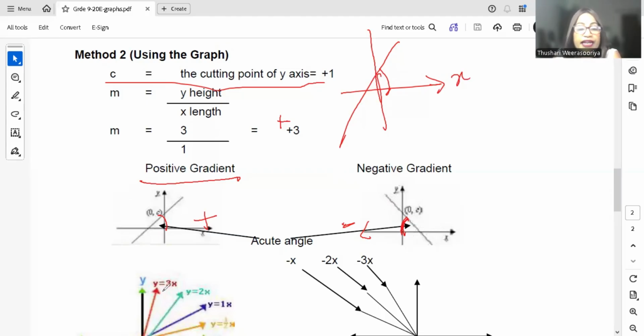Okay. Now, in addition to that, there is another special thing that we have to learn about gradients.